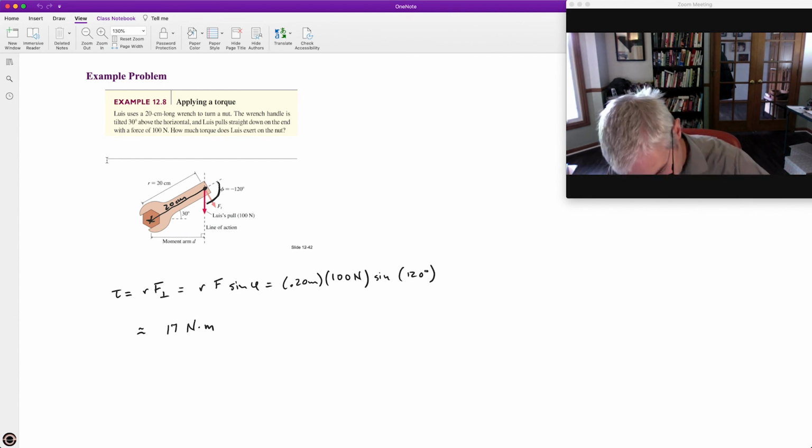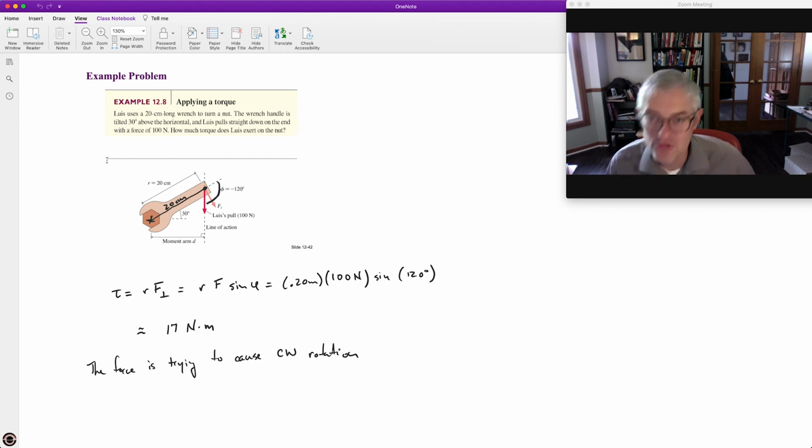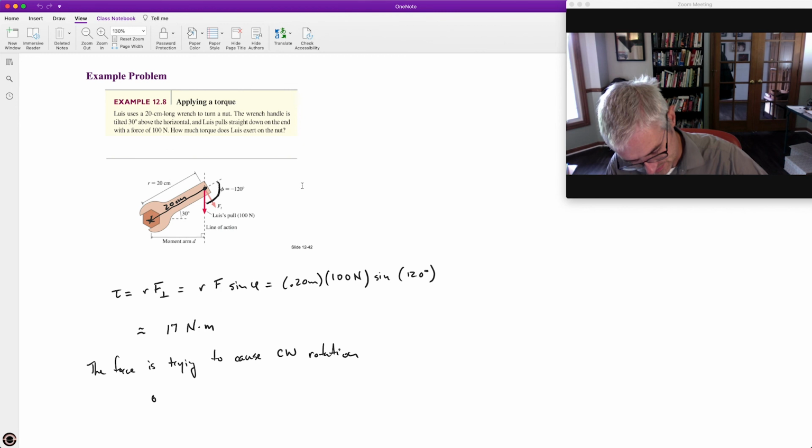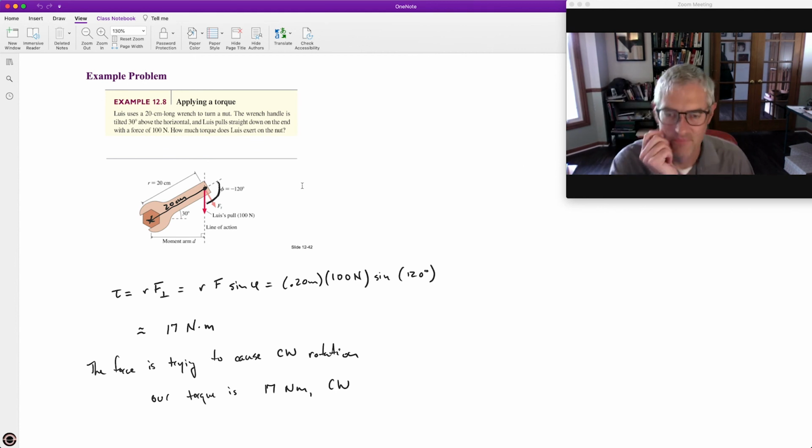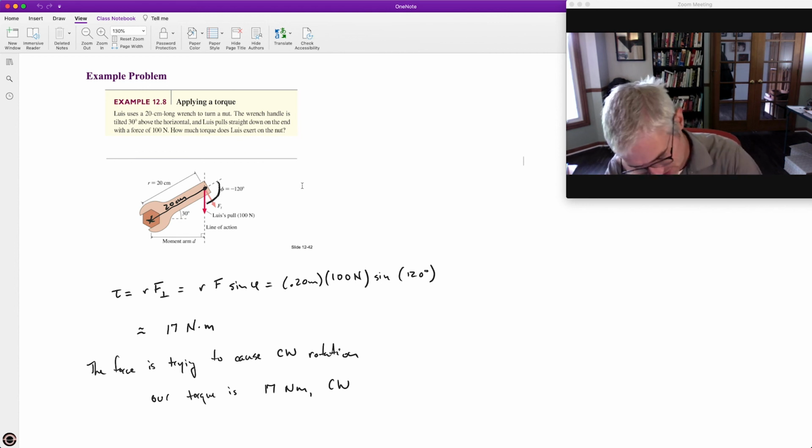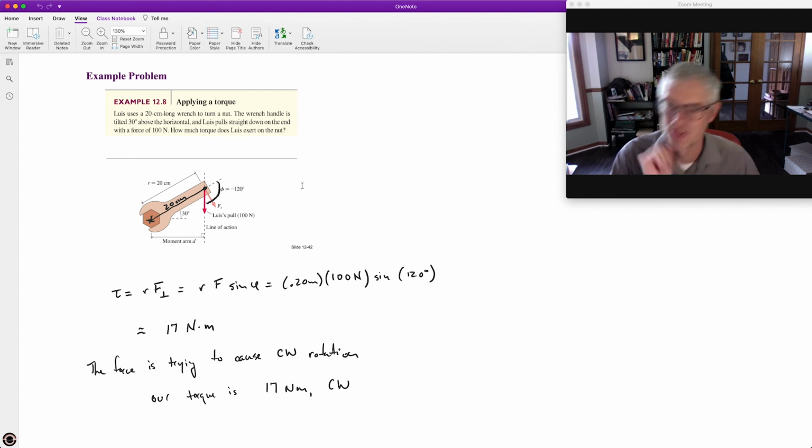The force is trying to cause clockwise rotation. Okay. So this would be a negative 17 Newton meter torque. Clockwise. And once we come up with our complete vector description of it, we'll say negative 17 Newton meters. But we're just introducing it now.